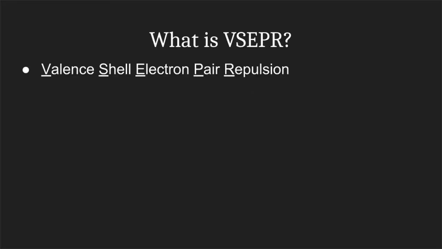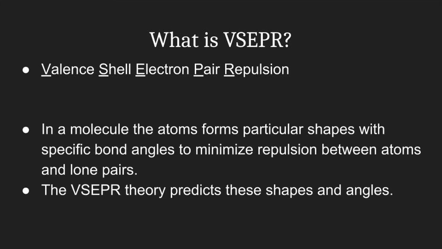So first, what exactly is VSEPR? Well, VSEPR stands for valence shell electron pair repulsion. What it means is that in a molecule, the atoms form particular shapes with specific bond angles to minimize the repulsion among the atoms and the lone pairs in that molecule. And the VSEPR theory predicts these shapes and the angles that they form in.